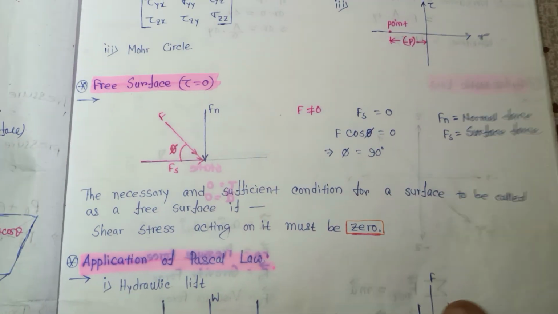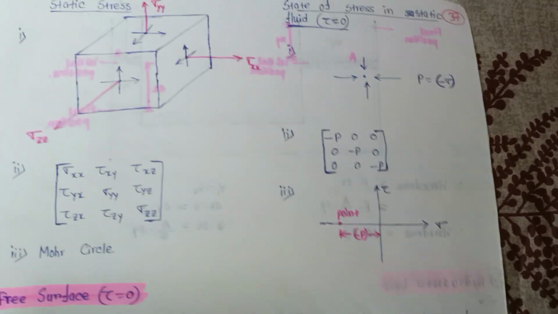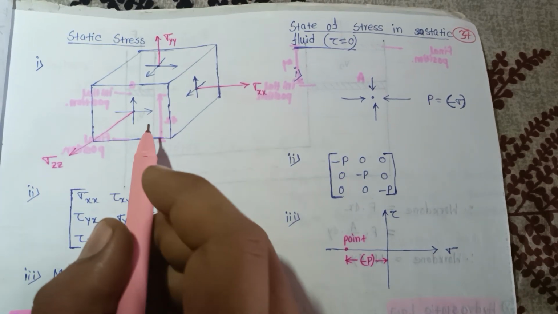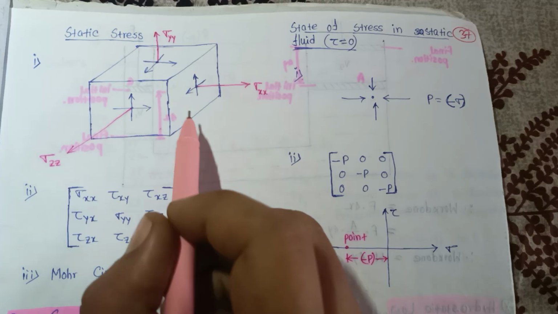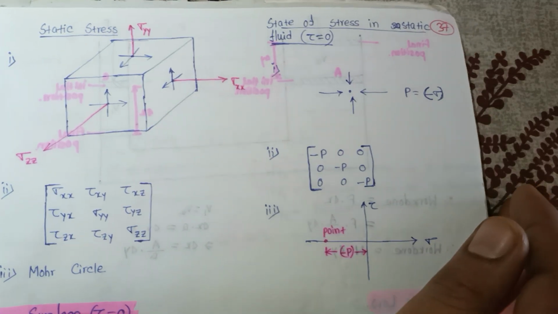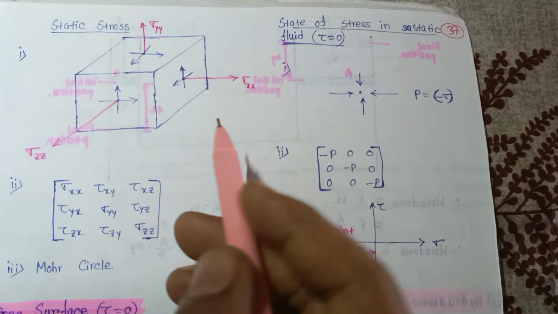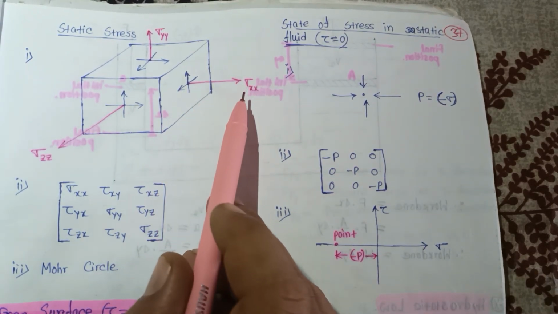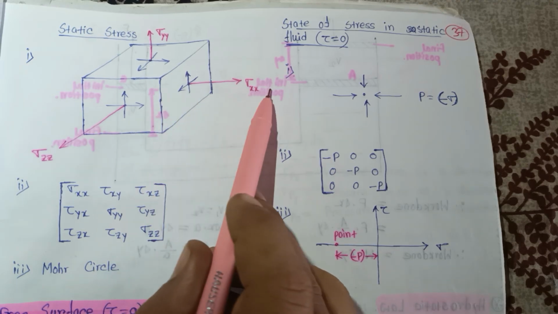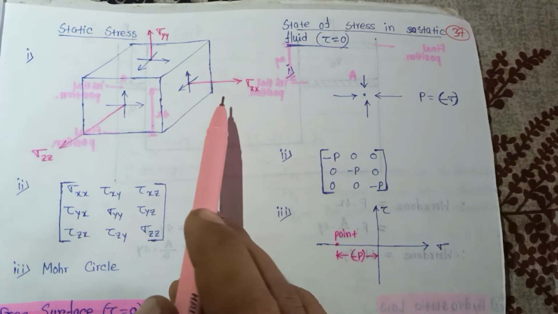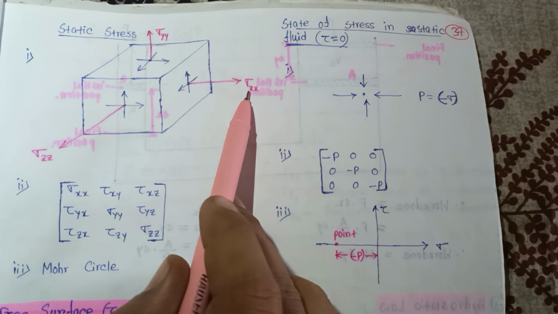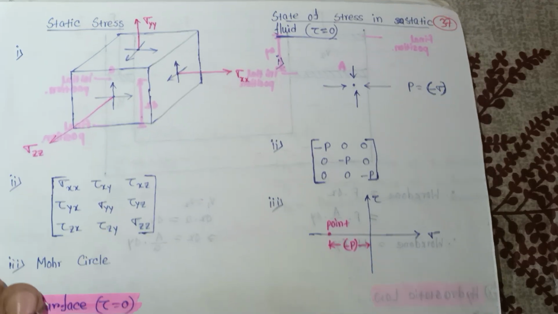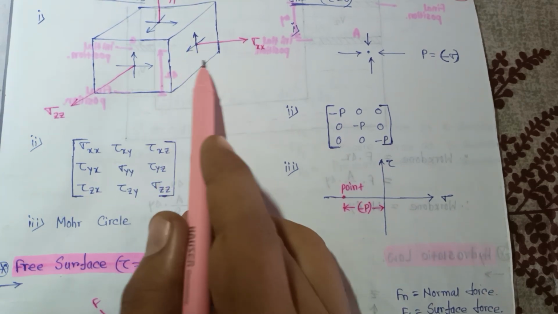Now, for solids, we understand what the difference is between solid and fluid. For a solid, normal stress is acting. This is the x axis, this is the y axis, and this is the z axis. Normal stress is acting like this, sigma xx, sigma yy and sigma zz, and there is shear stress also acting in those directions.